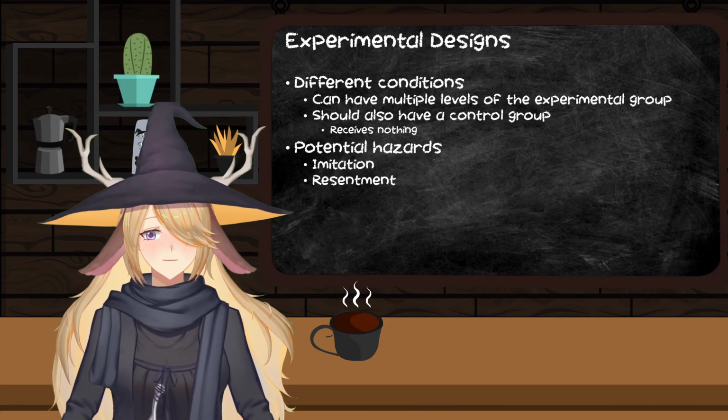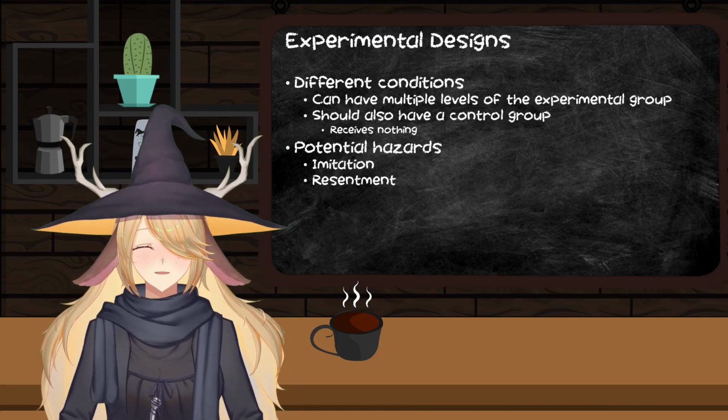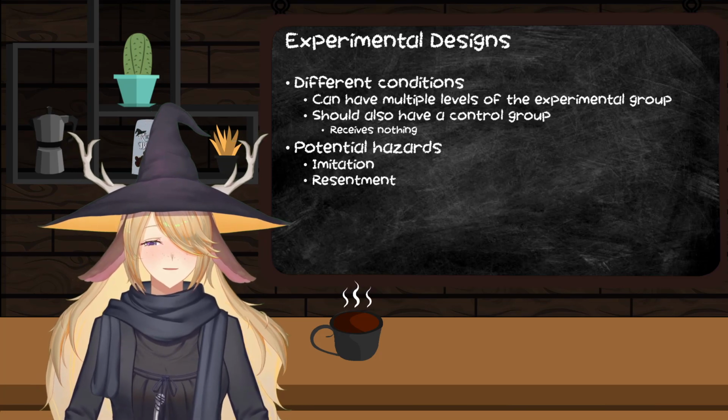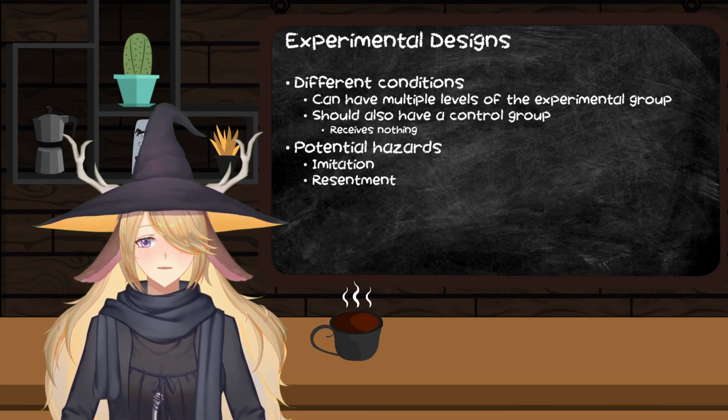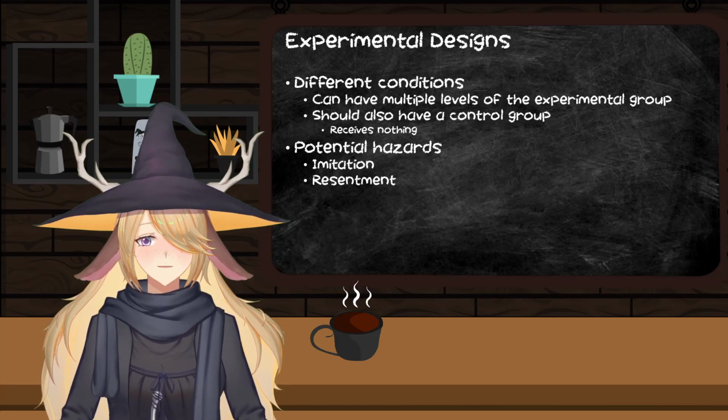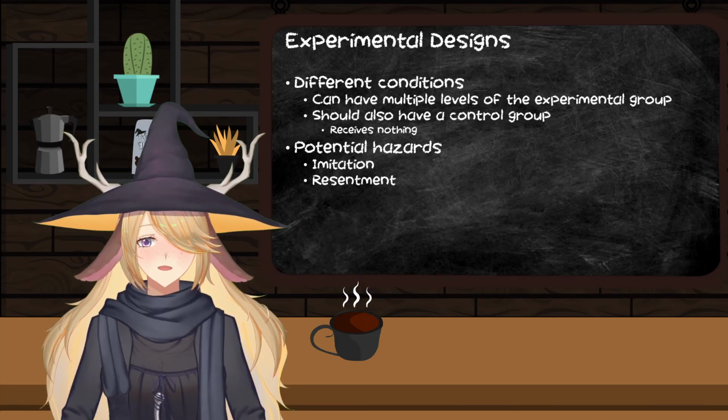But there are some potential hazards, and we talked about these a little bit before with the observation rooms and all that. So one of them is imitation. So let's say, for example, you're doing a drug trial and the person figures out that they are in the control group.